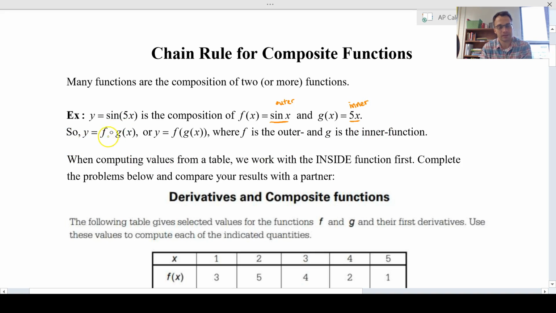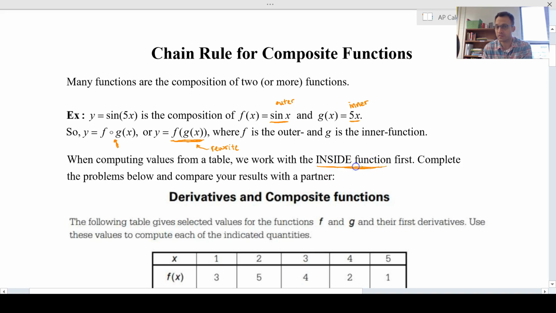The composition f of g of x, the way we write it sometimes is f open dot g of x. And this is more friendly to me. Whenever I get a question like that, it just tells me to rewrite it, so I like to rewrite it as f of g of x, where f is the outer and g is the inner function. When computing values from a table, work with the inside function first.